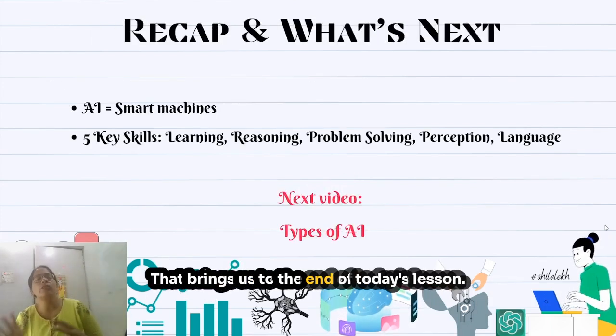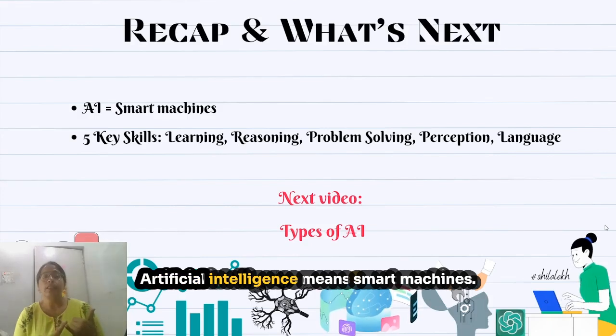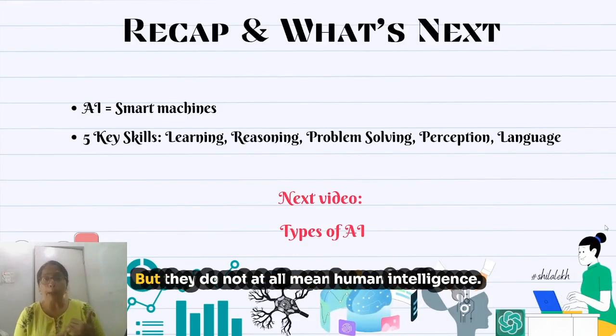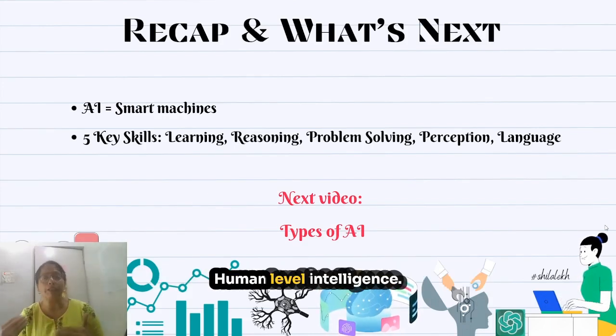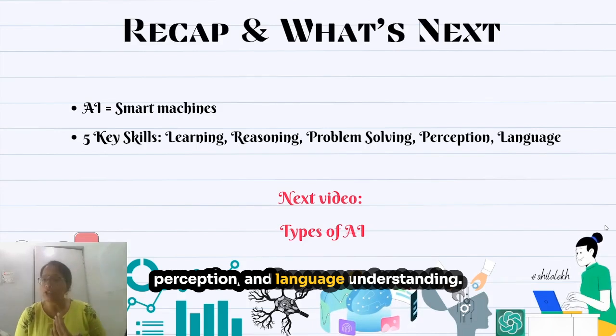That brings us to the end of today's lesson. Let's just recap quickly in 30 seconds. Artificial intelligence means smart machines, but they do not at all mean human intelligence, human level intelligence. The 5 key skills that AI systems need to have is learning, reasoning, problem solving, perception, and language understanding.